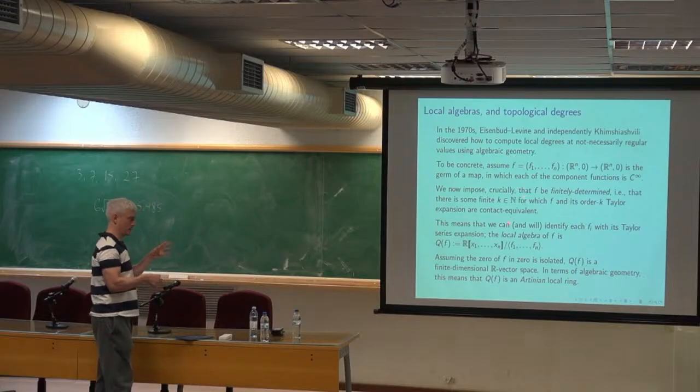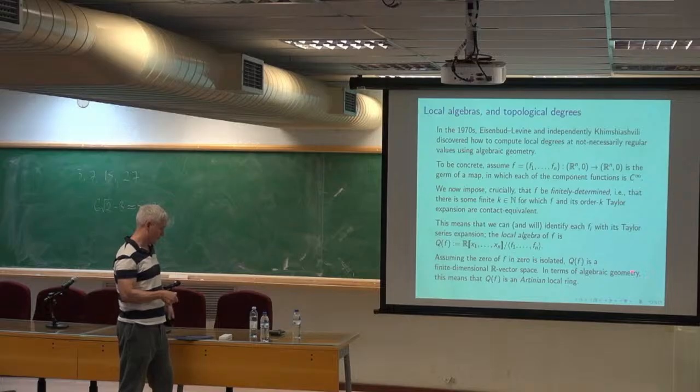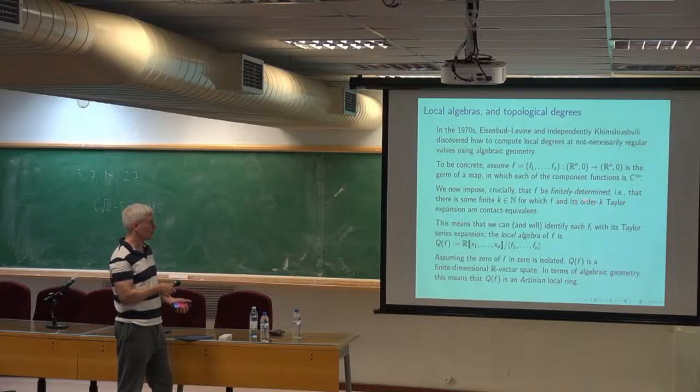But now, and this is what makes the connection with algebraic geometry robust, we're going to make the crucial assumption that our map is finitely determined. This is a technical condition, but it's very important, and it means just that there's some finite cutoff threshold k for which the map can be identified with its order k Taylor expansion for all purposes of topology, for example. More precisely, that f and its order k Taylor expansion are contact equivalent. But I don't want to go into precisely what this means.